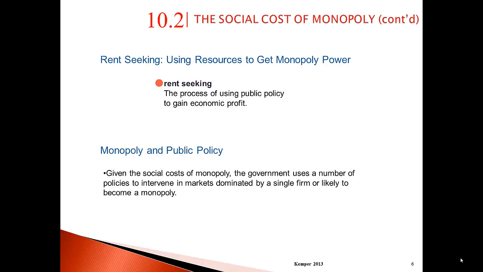Given the social costs of a monopoly, the government uses a number of policies to intervene in markets dominated by a single firm or likely to become a monopoly. The reason why this is crucial is monopolies lead to higher prices and less productivity and invention, and we want to have lower prices and more productivity as well as innovation.